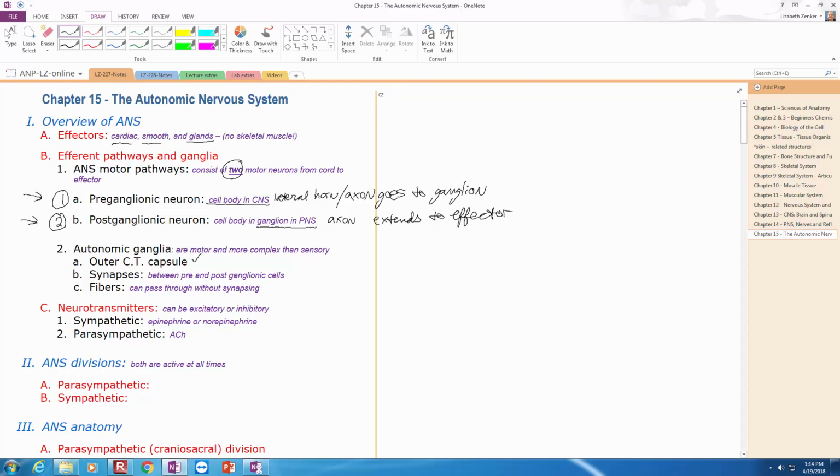We also have fibers. And what do you think another name for fibers is? Axon. Okay? So fibers mean an axon. It can pass through without synapsing. So that's where I said it might go through that first ganglion and not synapse there, but go on to a second or third ganglion and synapse there finally. So that's why it's saying it may or may not synapse. It will eventually synapse, it just doesn't mean it's the first one that it enters into.